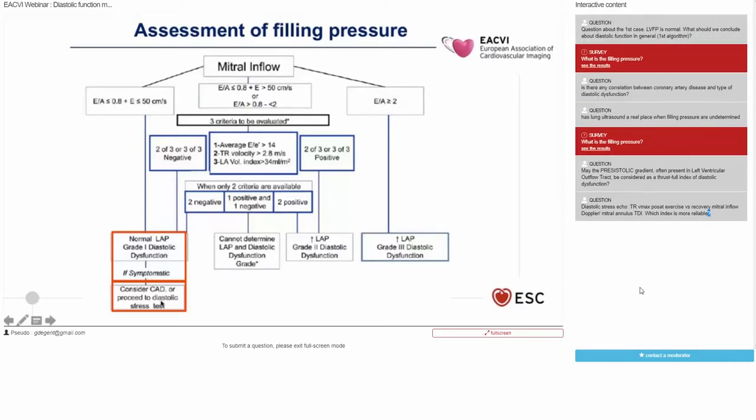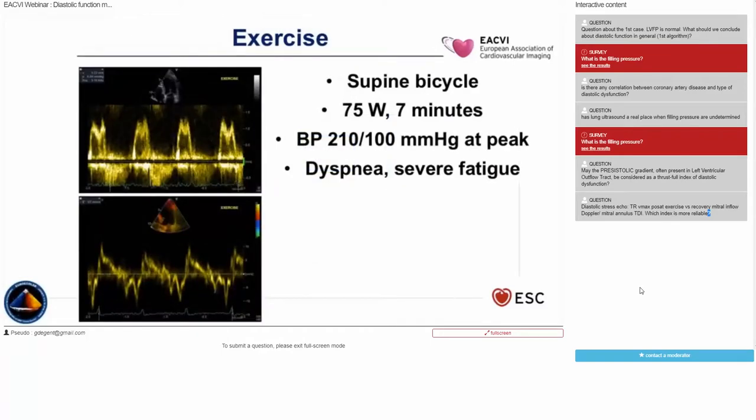However, it also says that if the patient is symptomatic, we should consider coronary disease or proceed to a diastolic stress test. So again, remember the patient complained of significant symptoms during exercise, and I've already showed you the resting echo. You need to keep this in mind, and whenever you have a discordance between the clinical presentation and the data you have, you can consider applying the exercise test. This is what we did.